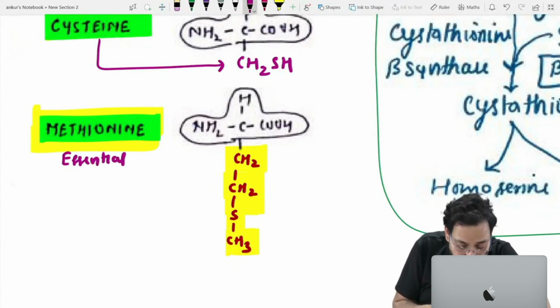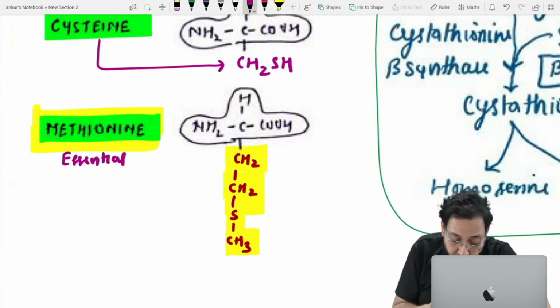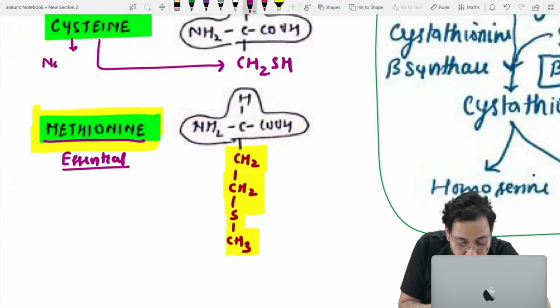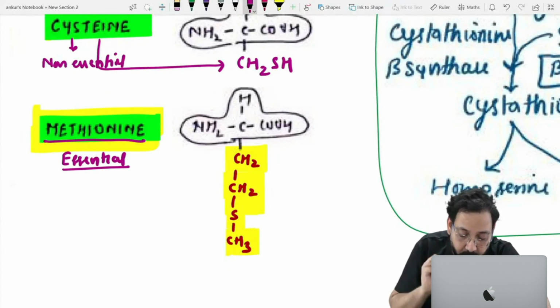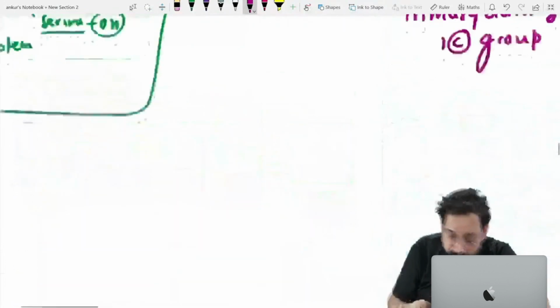Yes, if you count the number of letters in cysteine and methionine, you will find methionine has more letters, so methionine is essential, cysteine non-essential. I will explain this also, for the time being.